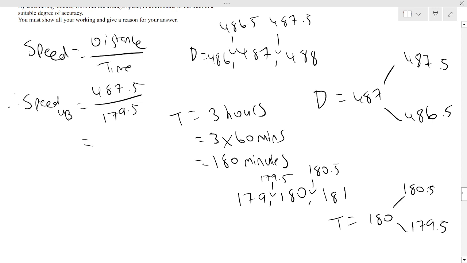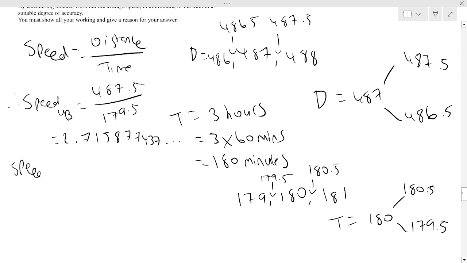And then you put that into a calculator, you're going to get this number here: 2.715877437. And you just need to write all the digits because it's bounds. The decimal places matter, so you're going to need to list it all. So that's the upper bound.